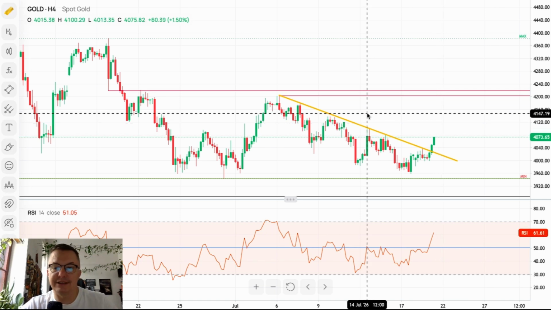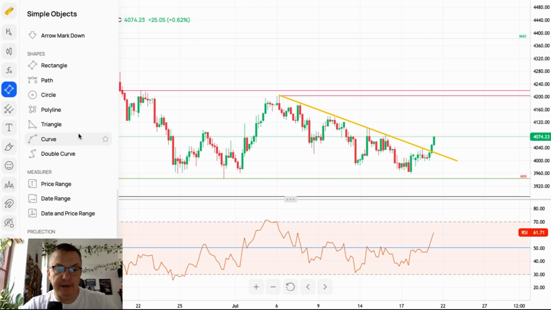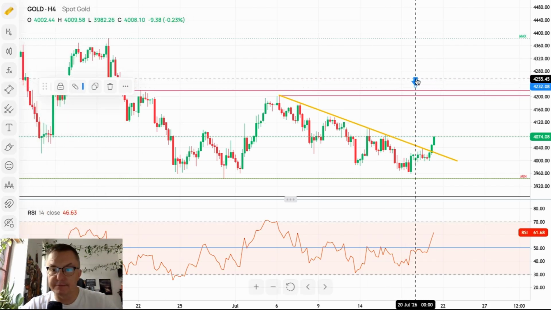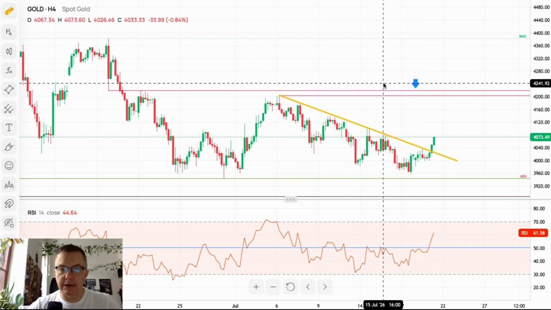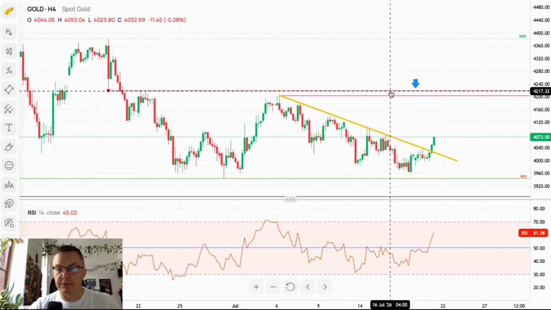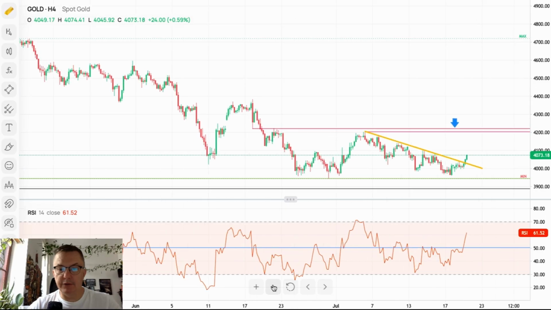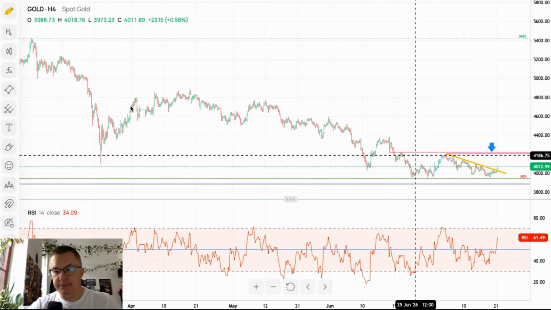Nevertheless, it doesn't actually tell us very much, because we need a breakout above this level here in order to confirm that maybe, just maybe, the bulls are in charge of this market. So right now it's okay, but we need to break above 4,200 and at least 17 to confirm the bullish movement. If we zoom out, you can clearly see that we are moving inside of this.